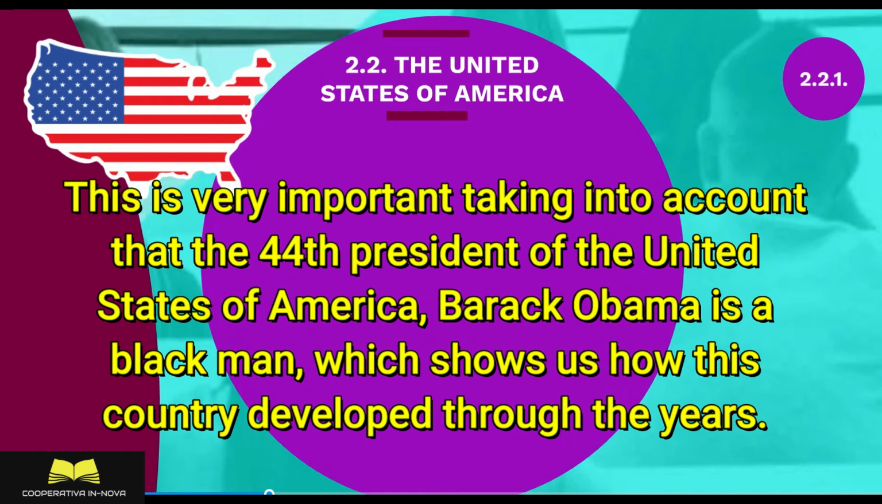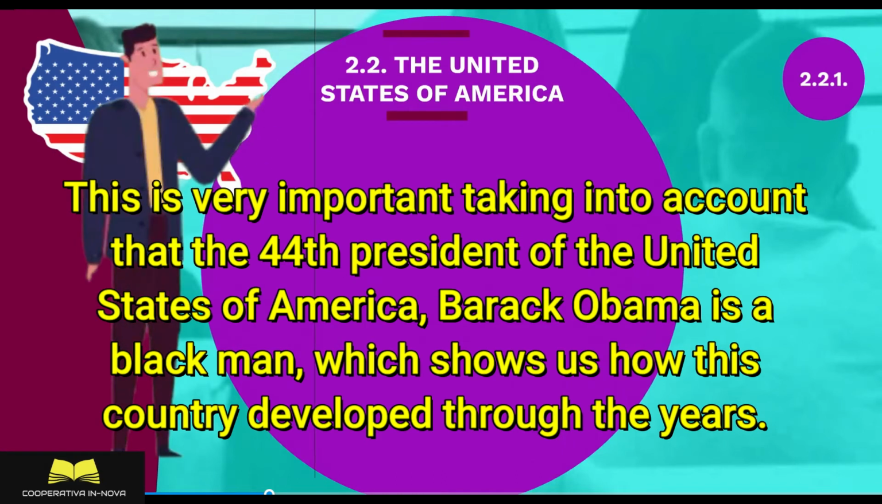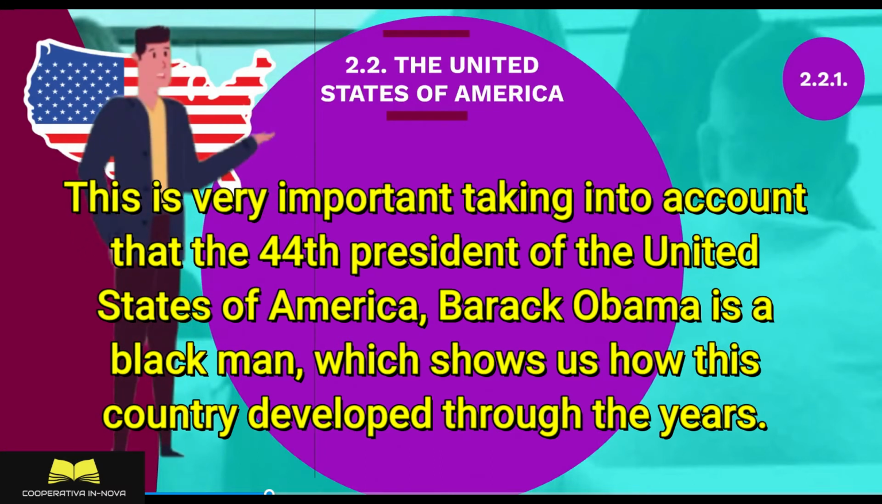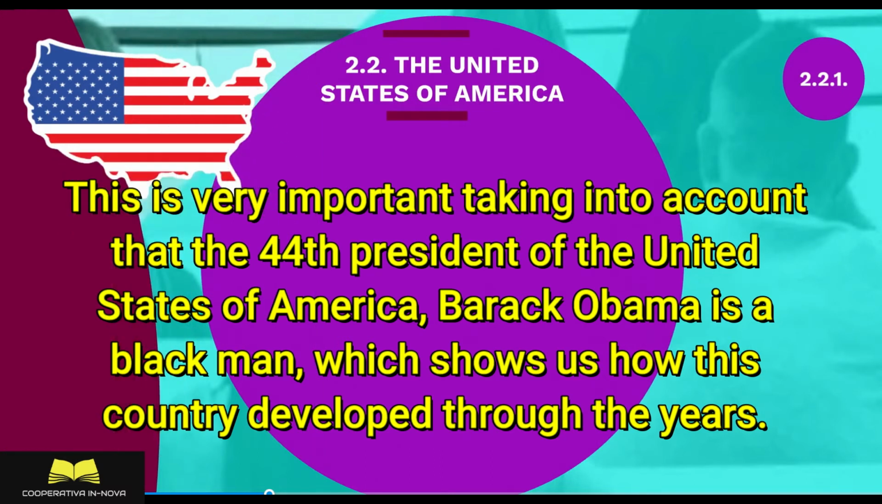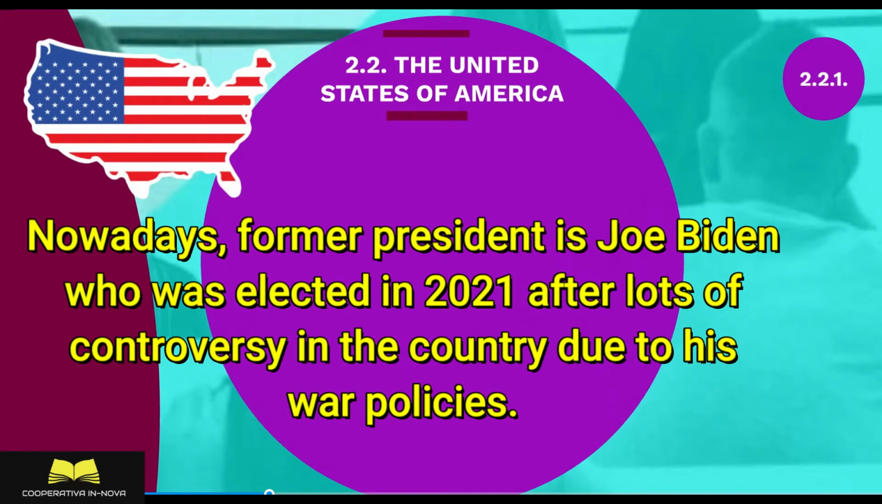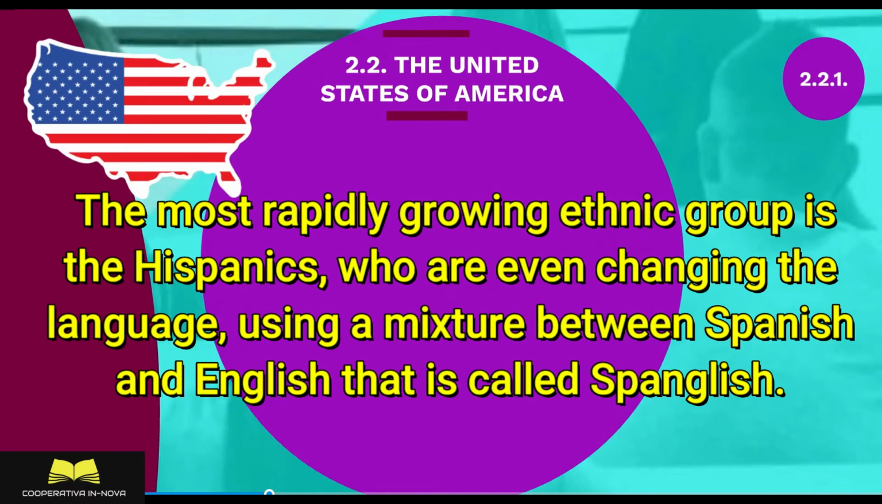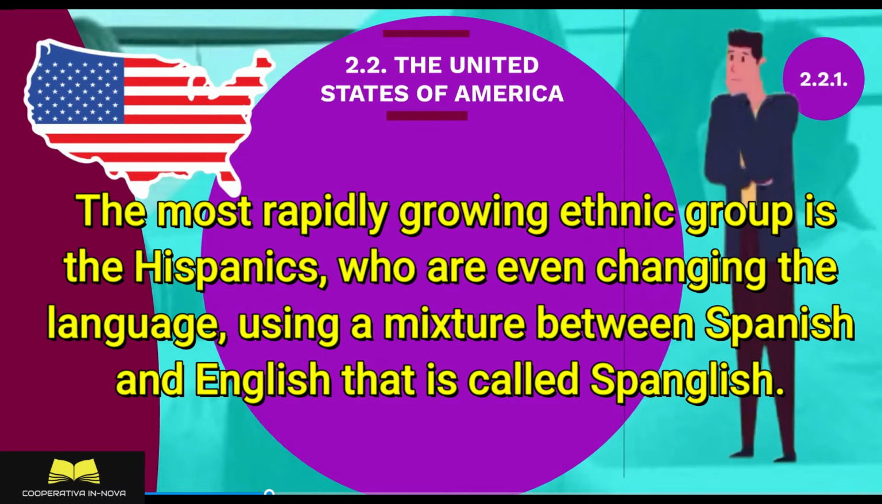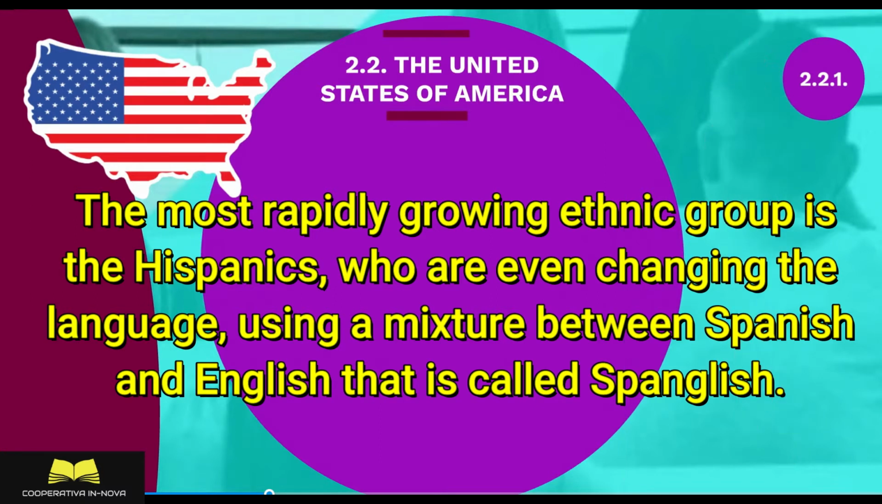This is very important, taking into account that the 44th President of the United States of America, Barack Obama, is a black man, which shows us how this country developed through the years. Nowadays, former president is Joe Biden, who was elected in 2021 after lots of controversy in the country due to his war policies. The most rapidly growing ethnic group is the Hispanics, who are even changing the language, using a mixture between Spanish and English that is called Spanglish.